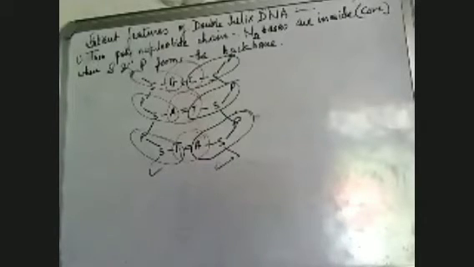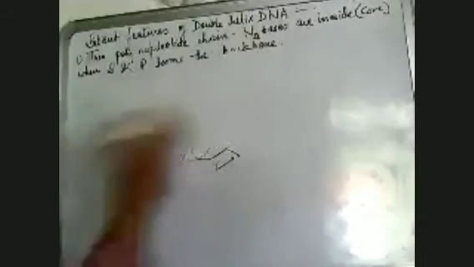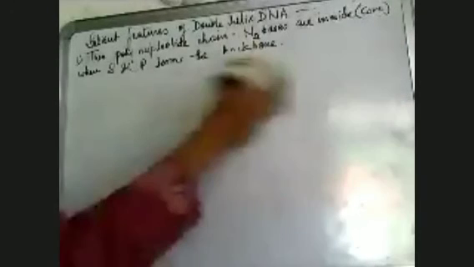Another thing which Watson and Crick said is that both the chains run anti-parallel. Two chains have anti-parallel polarity. The second feature of DNA which he gave is that both the chains run anti-parallel.